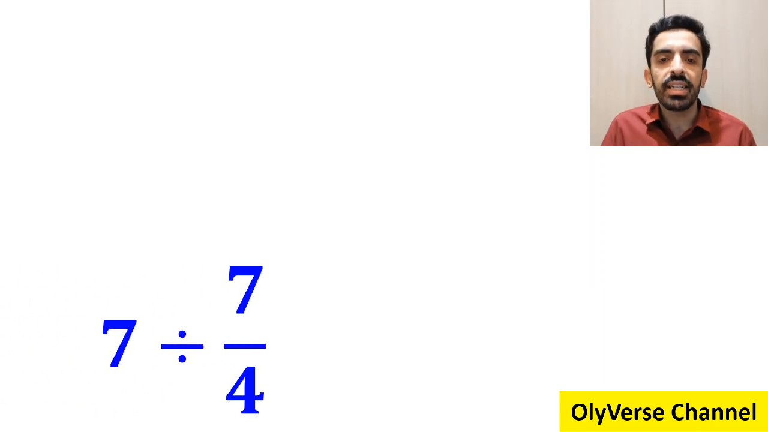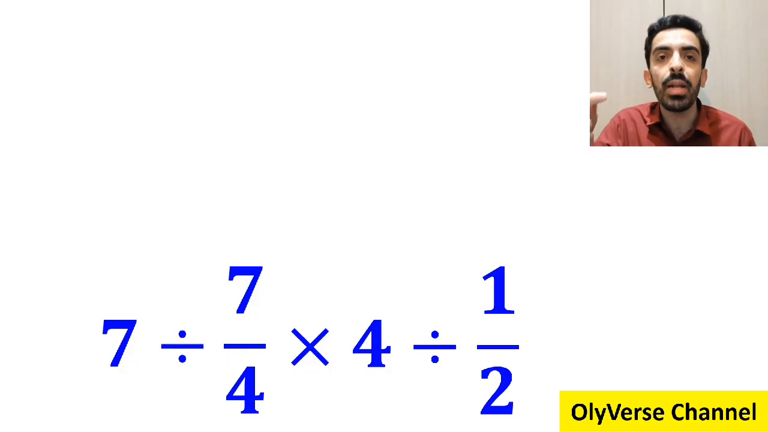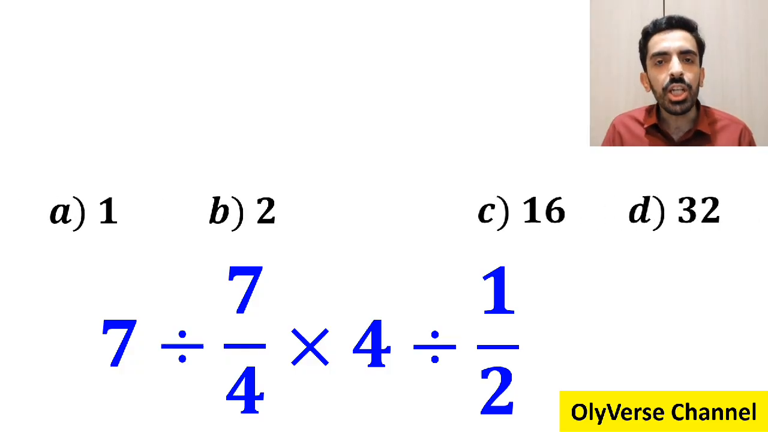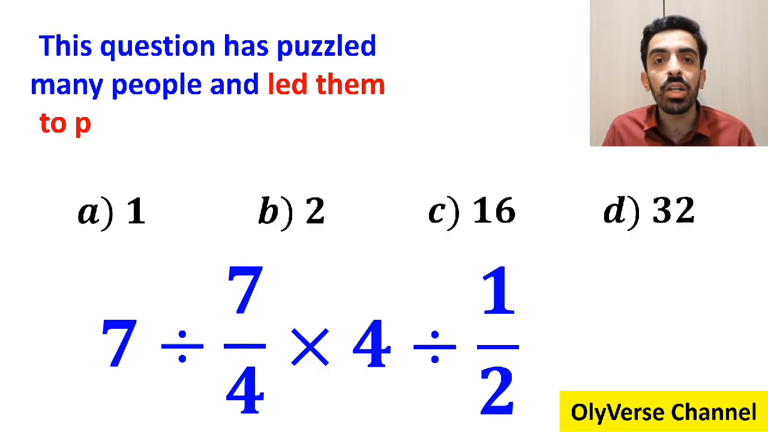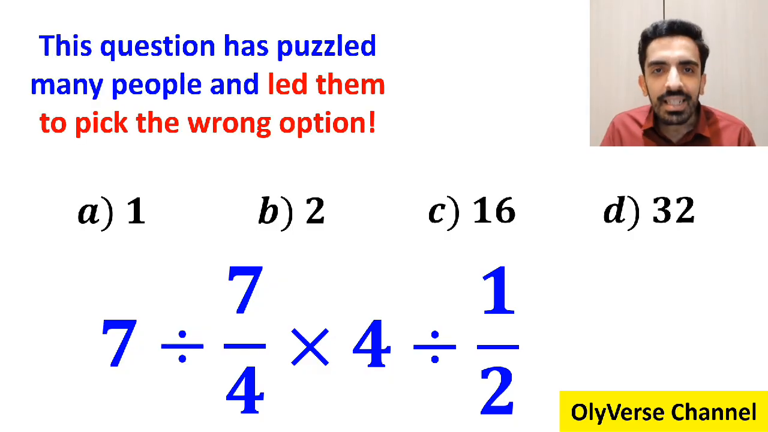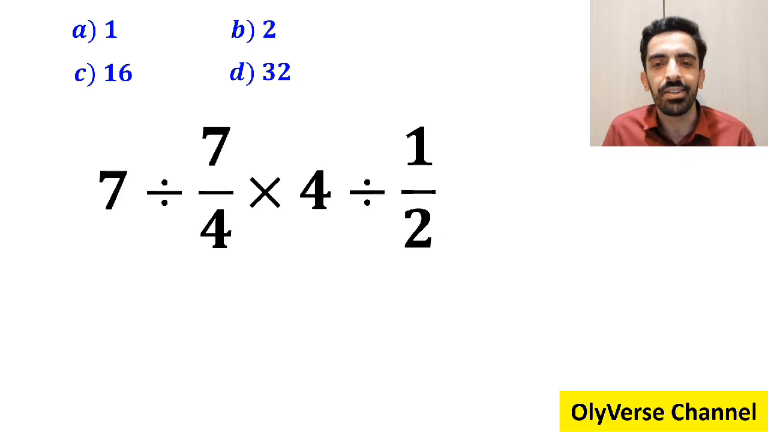What is the value of the expression 7 divided by 7 over 4 multiplied by 4 then divided by 1 over 2? Which option do you believe is the correct answer to this question? This question has puzzled many people and led them to pick the wrong option. Let's take a closer look and solve it together.